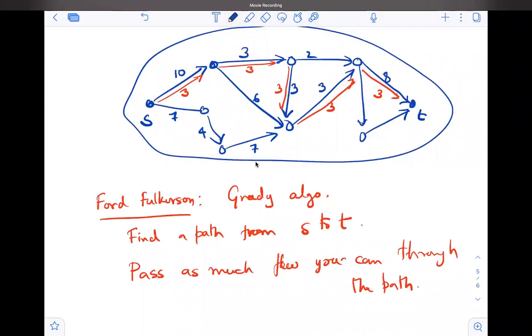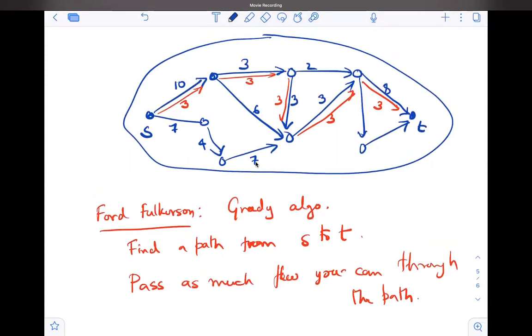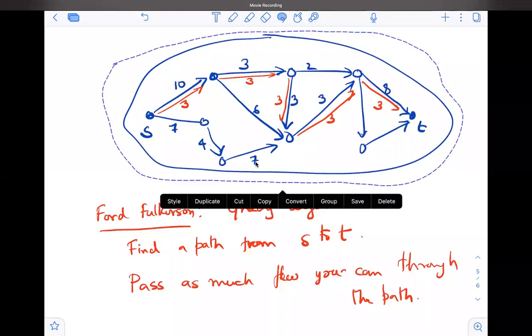Exactly. So now what happens? Let's try to see what is the residual graph of this. What does the residual graph mean? I will try to copy it. I will use all my gadget tricks to explain this whole thing.